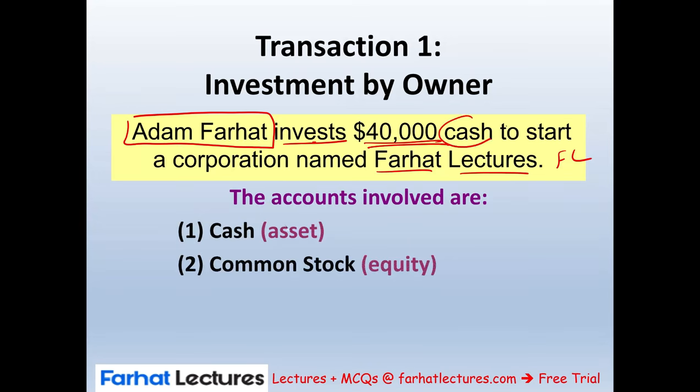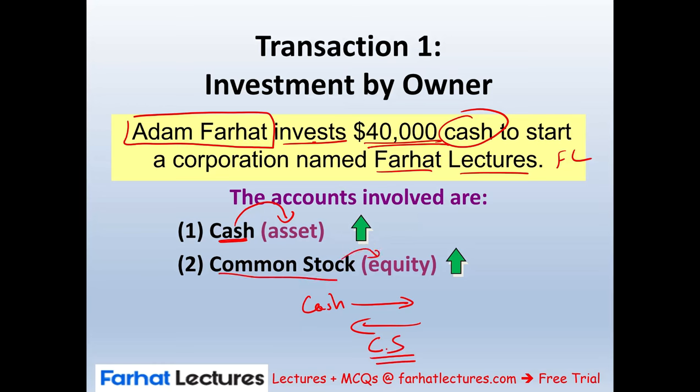Well, I see the word cash. Cash is one of these accounts. What type of an account is cash? Asset. When the owner invests money in the business, the owner gives out cash to the business. They receive in return common stock, ownership. And we talked about common stock. Common stock is an equity account. From a business perspective, cash went up and the equity of the business went up. So cash went up, equity went up.